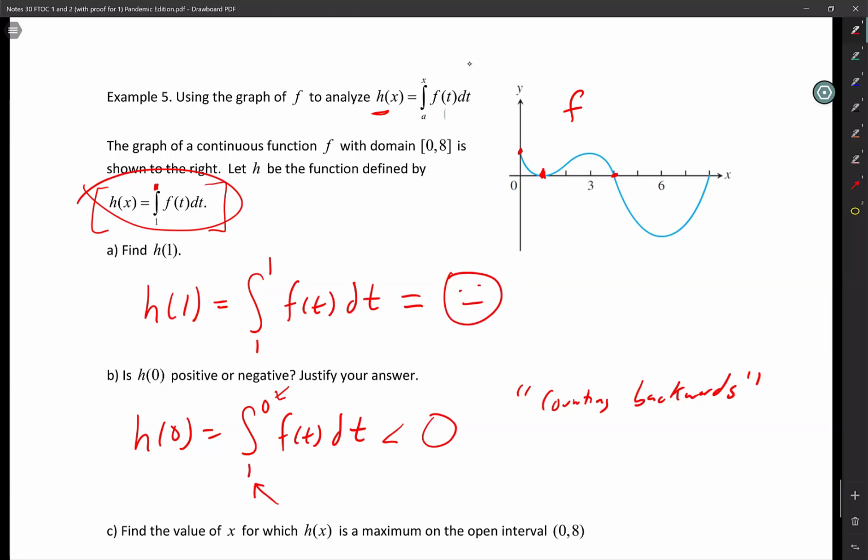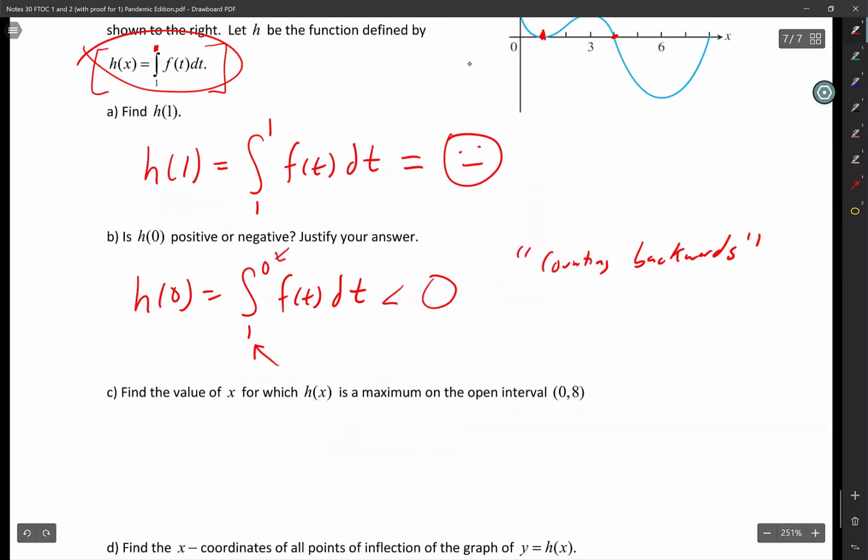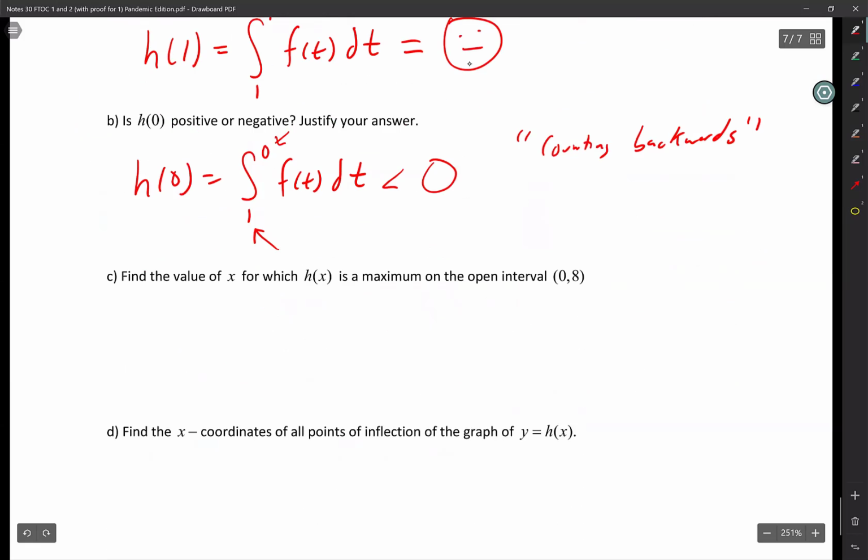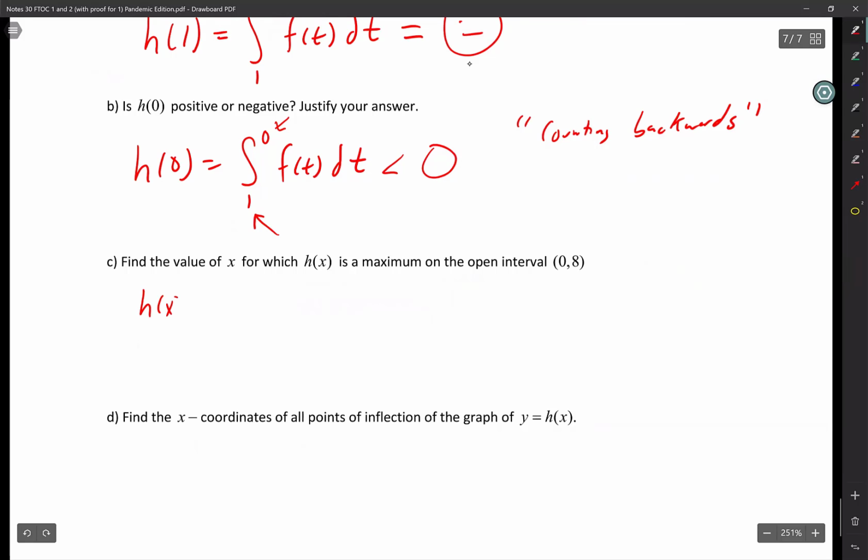Okay, Godina's answered it. She says it's where the first derivative goes from positive to negative. Does everyone agree with that statement, guys? Perfect. Well, I have a function h. And so here we go. I'm going to write my function first. H of x equals the integral from 1 to x of f of t dt.